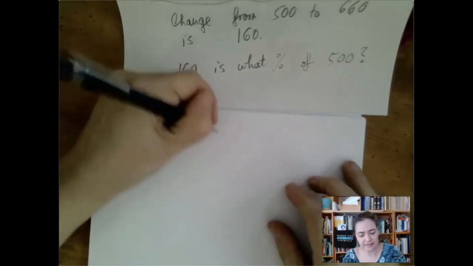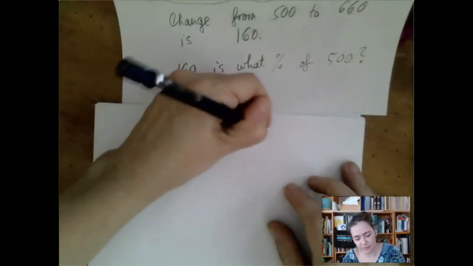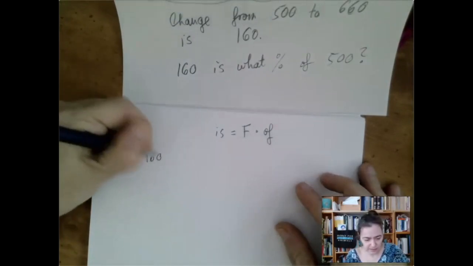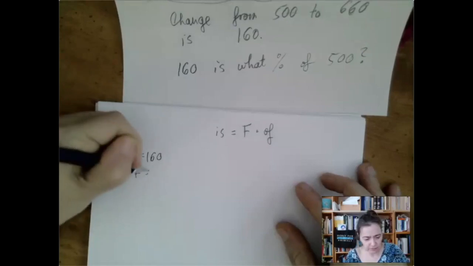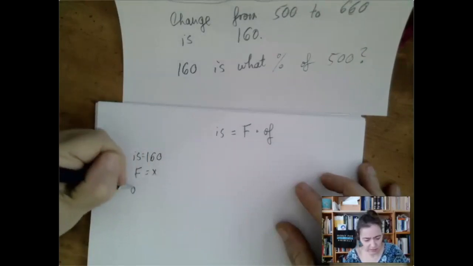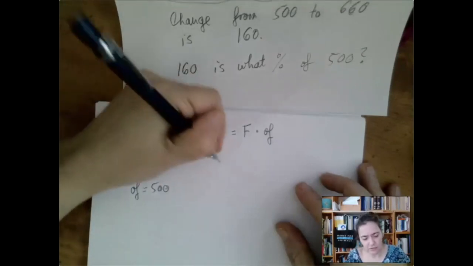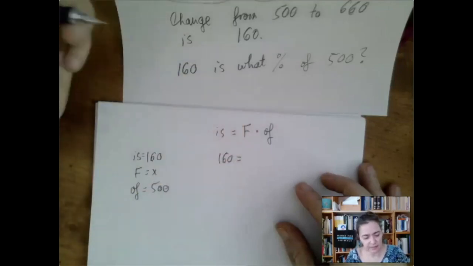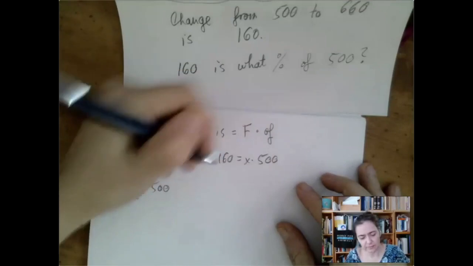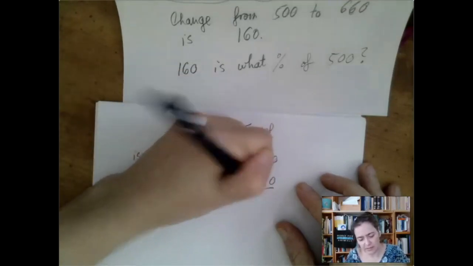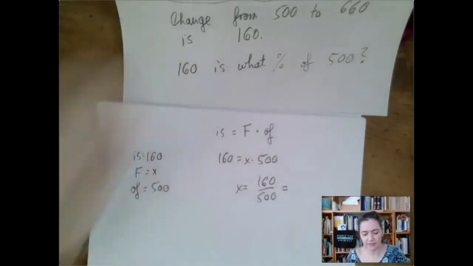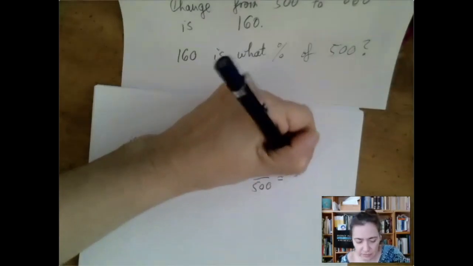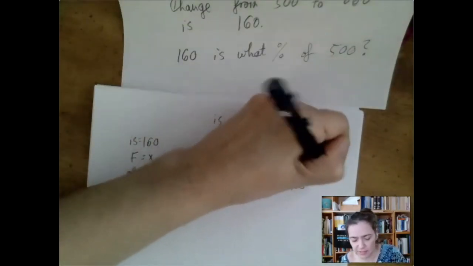We're gonna solve it. Fraction times of is 160. The fraction is what we want to know, and the of number is 500. So x is 160 divided by 500, which all we gotta do is get rid of that 5. So that's 32 over 100, and that's 32%.